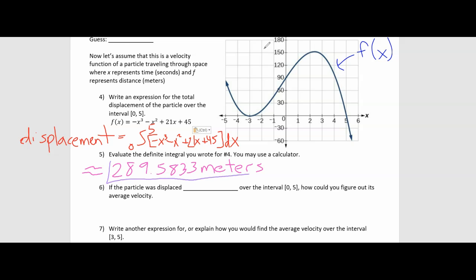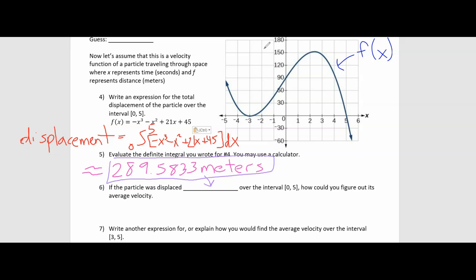So if our function is displaced this amount, 289.5833 meters over the interval 0 to 5, think about how we could use that to figure out the average velocity. Over the first 5 seconds, that's not the average displacement, that is the displacement. So how could we figure out the average velocity, which would be the average value of f of x?